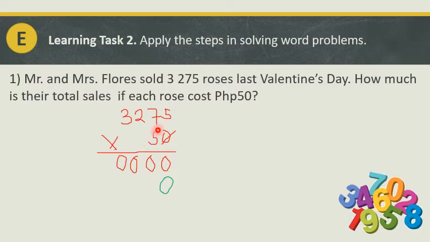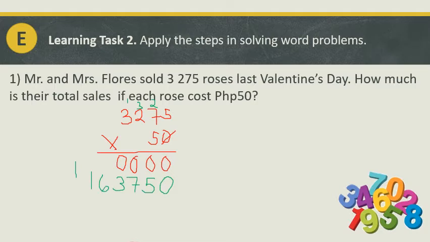So, dito muna tayo. 5 times 5 is 25. So, 5, carry 2 tayo dito sa 7. The next, 5 times 7 is 35, plus 2 is 37. So, 7, carry 2. Then, 5 times 2 is 10, plus 3 is 13. So, 3, carry 1. Then, 5 times 3 is 15, plus 1 is 16.